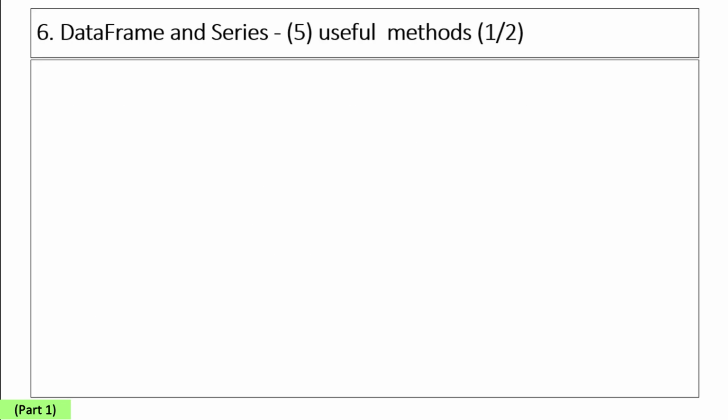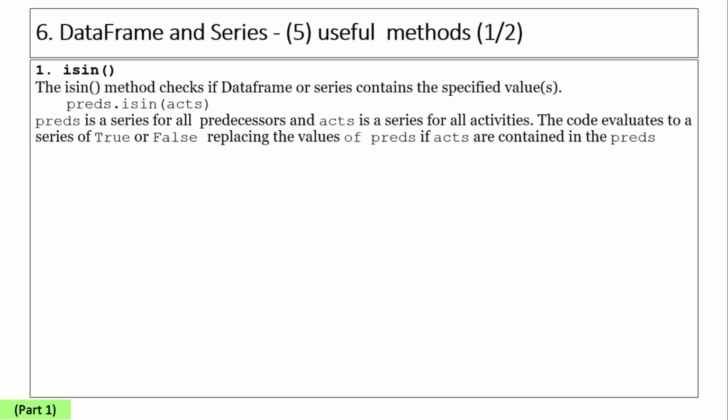Data frame and series consist of many rows, and to analyze the data, we can write code in the iterative way conventionally. Here we are discussing some useful methods which can replace the iteration in the program. The isin method checks if a data frame or series contains the specified values. It returns a data frame or a series similar to the original, but the original values have been replaced with true if the value was one of the specified values, otherwise false.